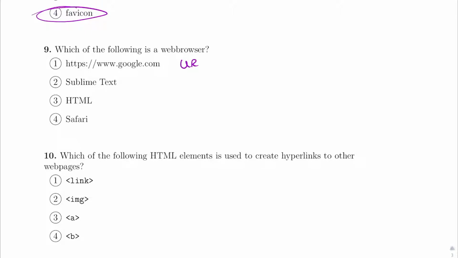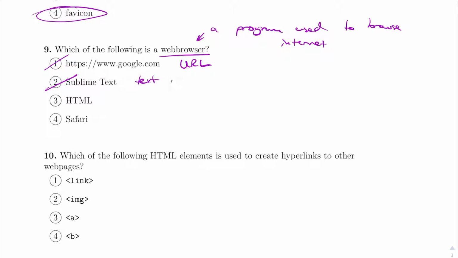Which of the following is a web browser? So this is a URL for a website, not a web browser. Well, first off, a web browser is a program used to browse the internet. Sublime Text we use to write code is actually an example of a program called a text editor. Don't use it to browse the internet. HTML is a programming language that we use to write code for the internet in. And then Safari is actually a program we use to browse the internet, and so Safari must be the correct answer.